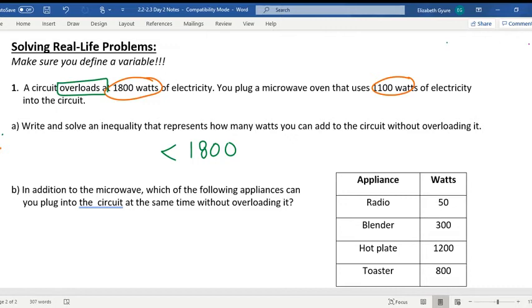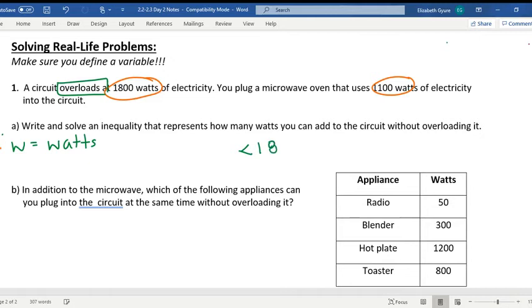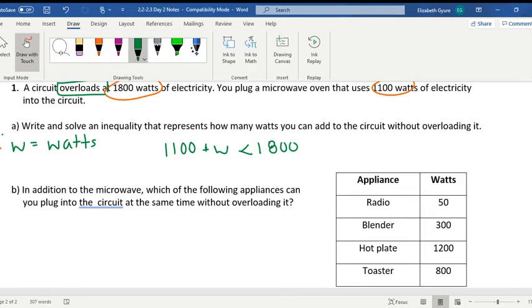Yeah, a variable. I'm going to do W for watts. You can do X if you want. So I'm going to say W equals the watts. I want to figure out how many more watts I can plug into this circuit without it overloading. Okay. So I know that I already have 1100 watts in it. Am I going to add more watts to it or subtract watts from that? I want to add. I'm already at 1100. I want to see how much more I can add. So I'm going to add W. I want to see how many more watts will work.